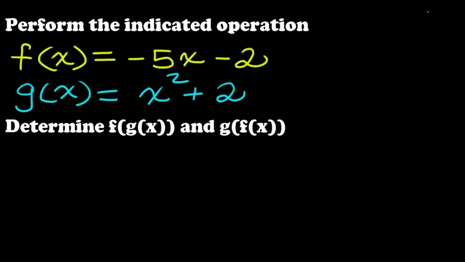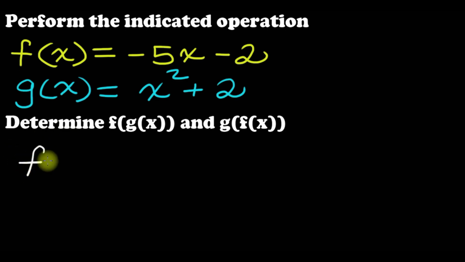Let's take a look at another one. Again, perform the indicated operation. Here we're looking for f of g of x. Notice we do not have a number for x this time. And then g of f of x, again no number for x. To determine f of g of x, notice g of x is inside, so you are going to plug g of x into f of x.